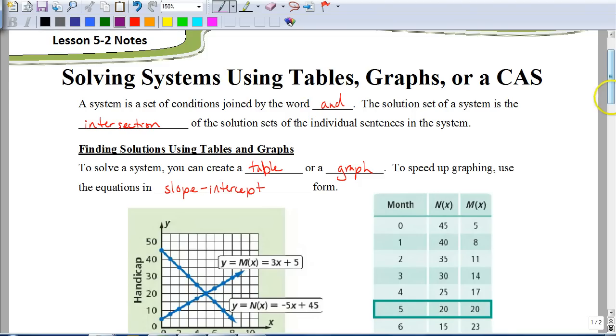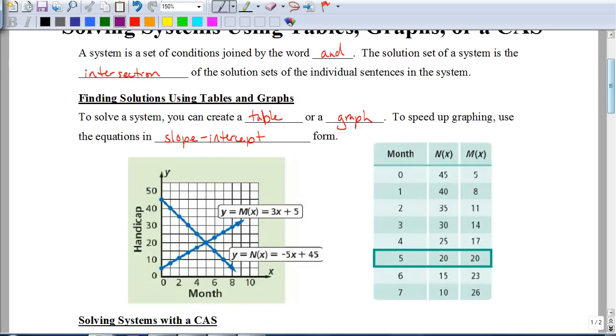So let's look at the example that's already been done for us here, where this is looking at some bowling handicaps for two people. I believe the M represents the girl's name, Millie, and the N represents the boy's name, Noah. This will be referenced in your homework assignment. And you can see that as Millie's handicap is increasing, Noah's handicap is decreasing. And the solution here is where they intersect. The intersection is the point (5, 20), meaning after 5 months, they both have a handicap of 20.